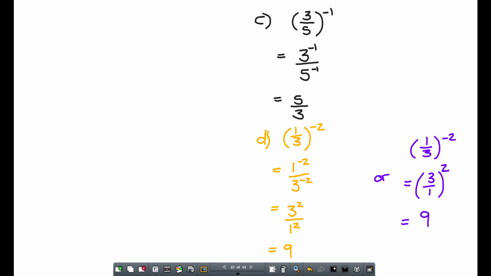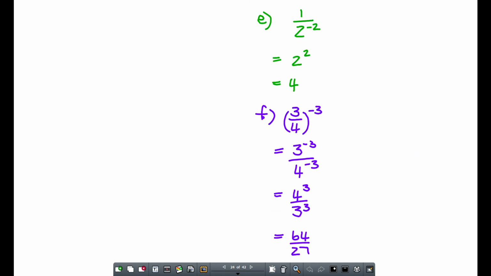Okay, right. E and F. Let's have a look. So I wanted to change this exponent to a positive. So I'm taking it to the top, which means it would be 2 to the power of positive 2, and that is actually 4.